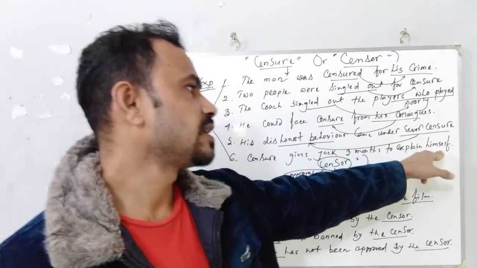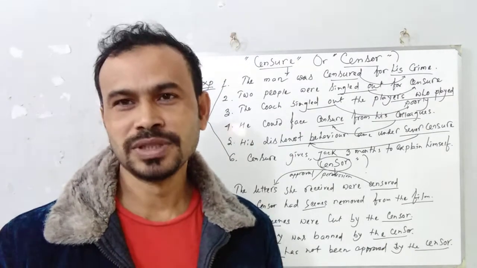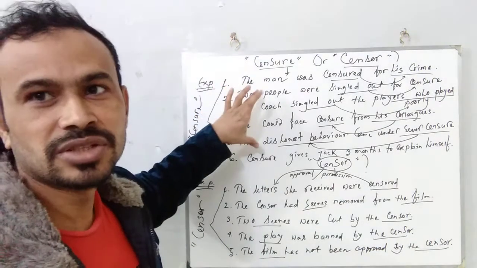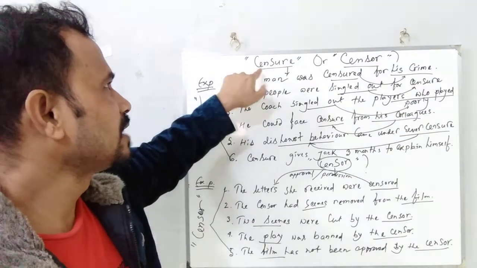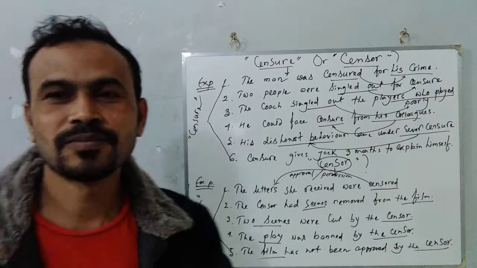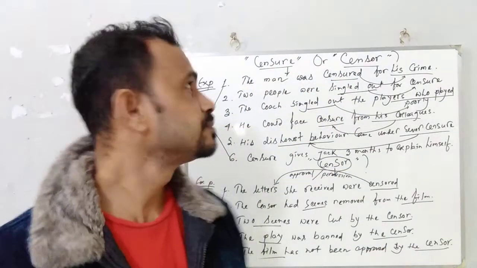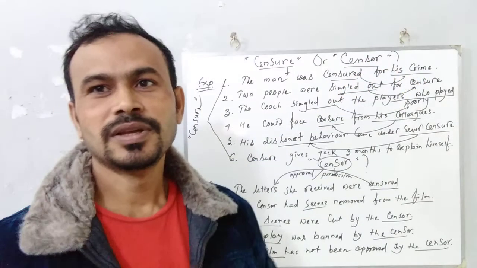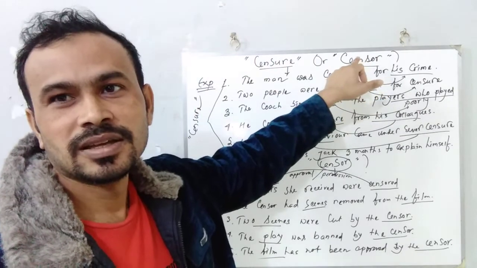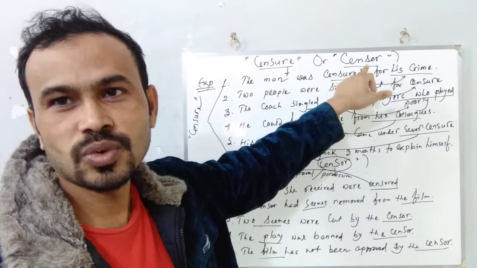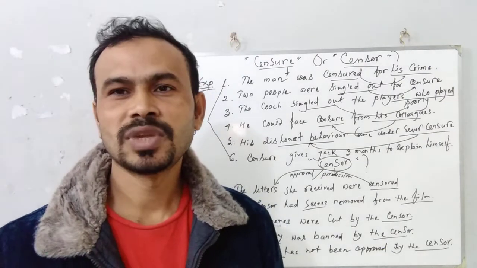Censure gives Jack 3 months to explain himself. I think, my friends, you understood properly from the six sentences I have mentioned here for your better understanding. This sentence is all about censure. I'd like to spell it again, censure. Okay, my friends, I think you understood properly. It's about censure. And the next word, censor. I can spell it for you, censor. I repeat, censor. That means censor. So for your better understanding, I think you need some examples.